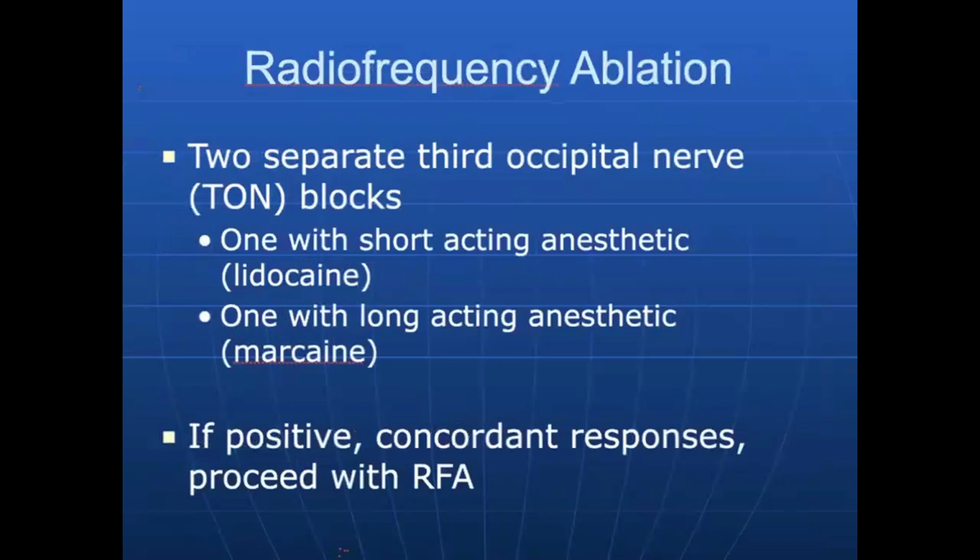So what is the process to getting towards a radiofrequency ablation? The current process is you have to do 2 separate numbing blocks on 2 separate occasions using 2 different numbing medicines. On one occasion, you're using a short-acting anesthetic such as lidocaine, and on another occasion, you're using a longer-acting anesthetic such as Marcaine.